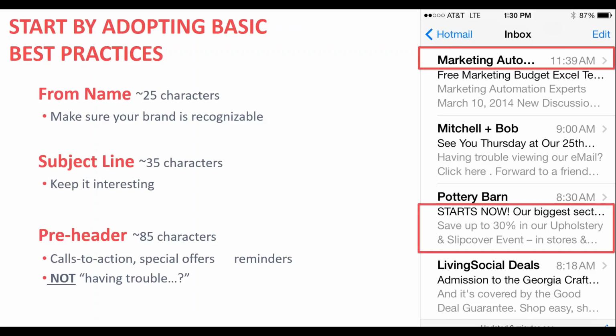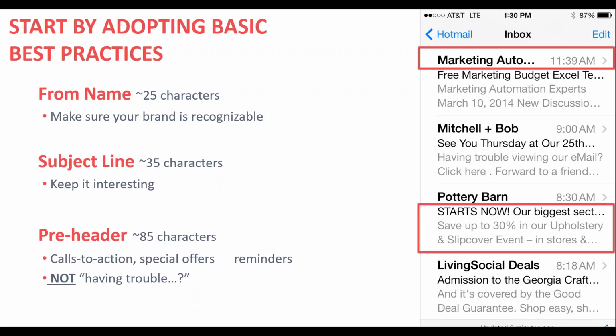The subject line should be about 35 characters, and the big thing here is you want to make it interesting. It should make them want to open your email. And then finally, the pre-header should be about 85 characters. This is that first couple of lines of the message that's visible as you're scrolling through or before you open a message. The biggest thing here is to make sure that the content is something useful. Like here with the Pottery Barn example, I can see that they're reaching out to tell me how I can save 30%.